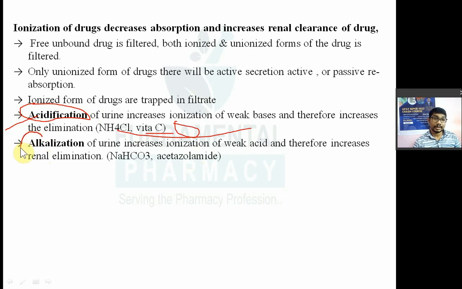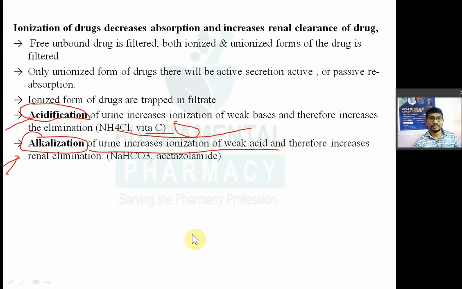तो आपको यूरिन का अल्कलाइजेशन कब करना है, यूरिन का एसिडिफिकेशन कब करना है, ये आपको मालूम होना चाहिए. तो एसिडिफिकेशन कब करना है, जब बेसिक ड्रग का पॉइजनिंग होगा, या अल्कलाइजेशन कब करना है, जब एसिडिक ड्रग का पॉइजनिंग. Is that clear? Now what are the urinary alkalizers, examples of urinary alkalizers?